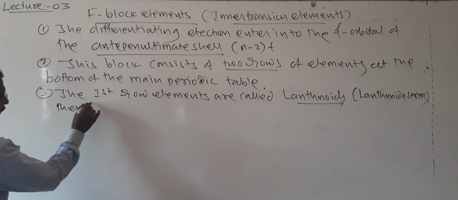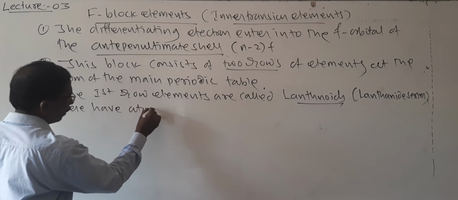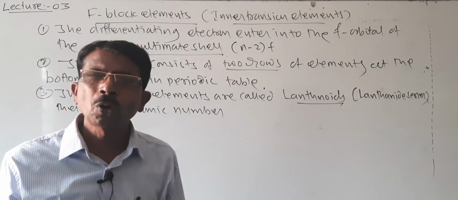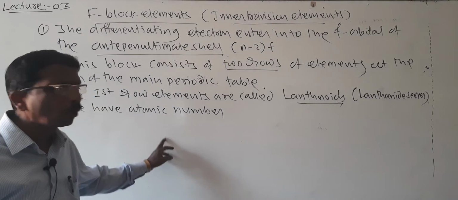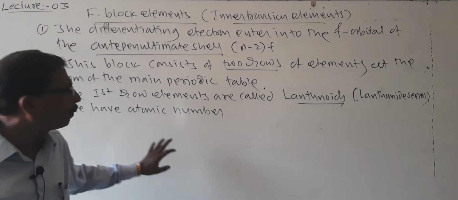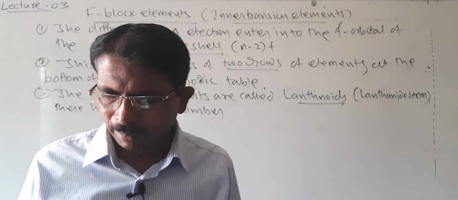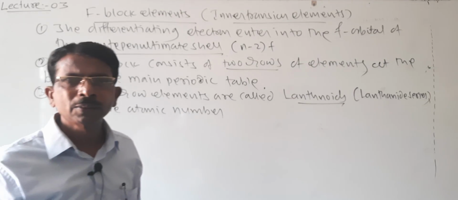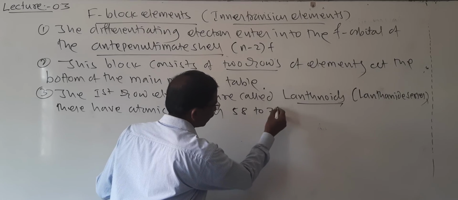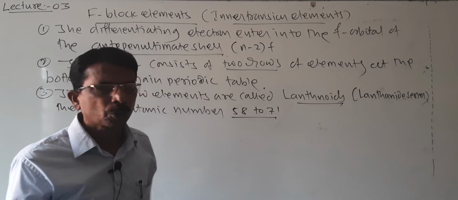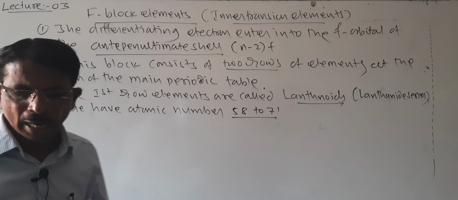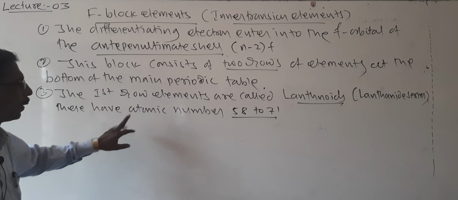These have atomic number. So what is the atomic number here? 58 to 71. So what is the 58th element? What is the name of this 58th element? So you know it. The atomic number 58 to 71. Look here students. These are called as a lanthanide series. Here it has 58 to 71.